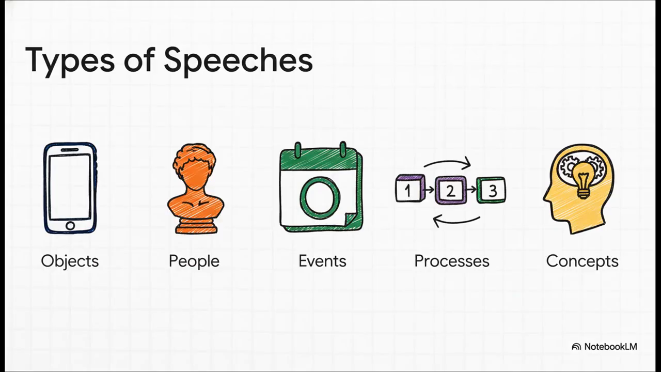And to help you hit that target, you can use one of these common formats. Maybe you're talking about an object, like a new piece of technology, or a person, like an artist you admire, or maybe an event from history, a process, like how something is made, or a big abstract concept, like freedom. Picking a category like this really helps you focus your speech.